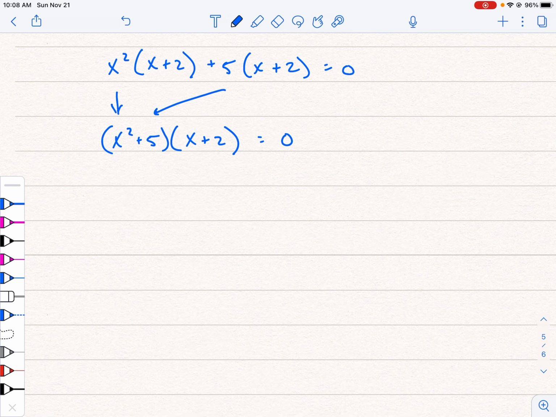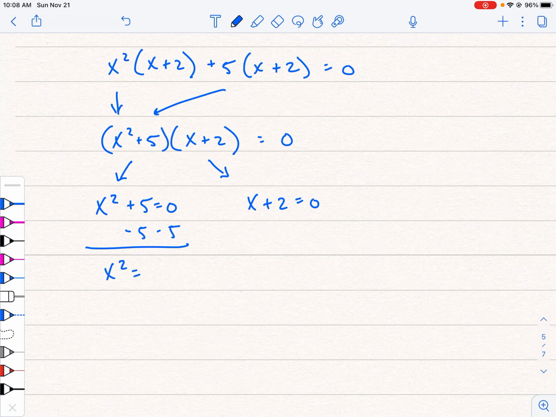And now I'm going to use that same concept, the AB equals 0 concept. For this one, it's a relatively quick solve, so let's go ahead and do it. X squared plus 5 equals 0, or x plus 2 equals 0. All right, so we'll do x squared is negative 5. That's a little bit messy. We're going to solve that just in a moment. All right, so I have one of my answers.